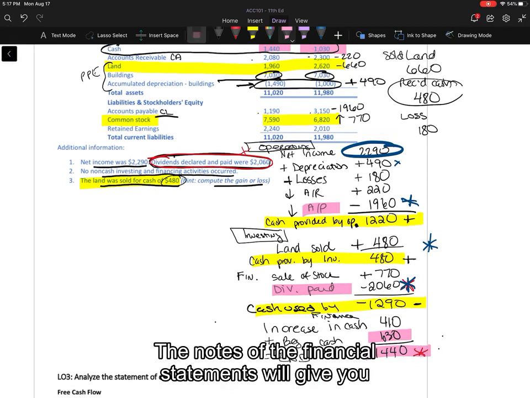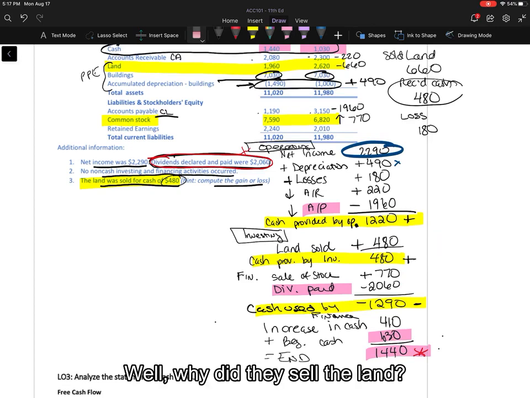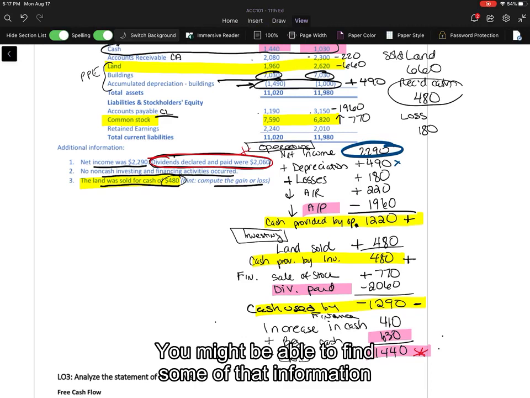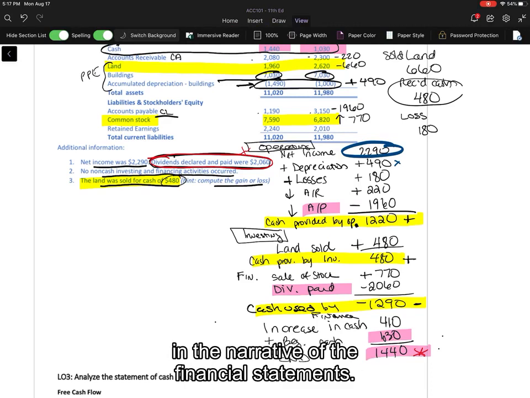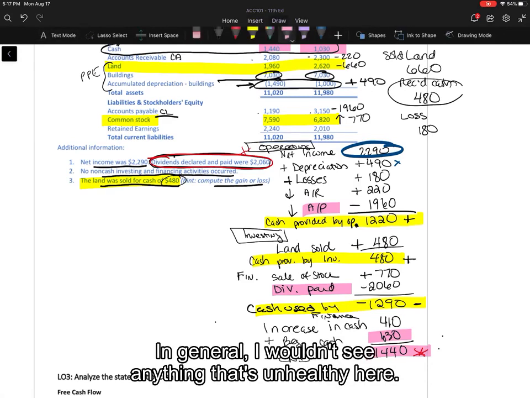The notes of the financial statements will give you a better story. So you're able to see, well, why did they sell the land? Are they taking a new strategy? What are they doing? Okay, they sold some stock. Why did they sell some stock? Okay, and you might be able to find some of that information in the narrative of the financial statements. But in general, I wouldn't see anything that's unhealthy here.